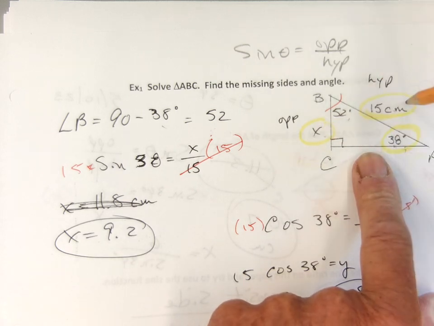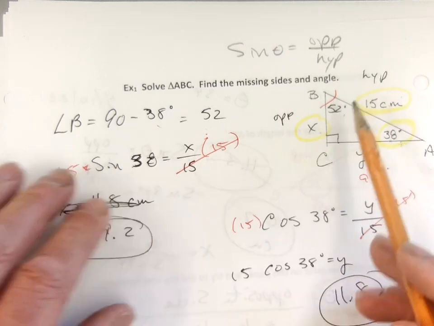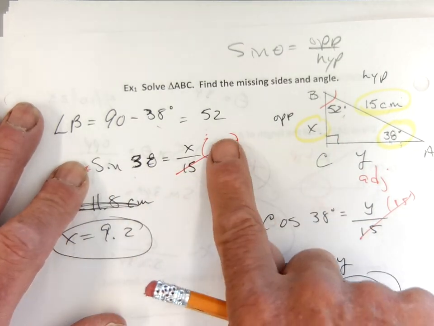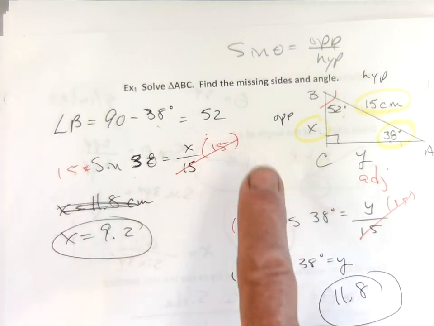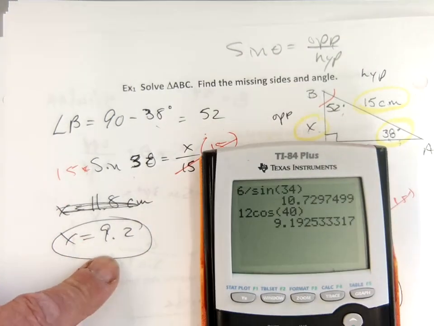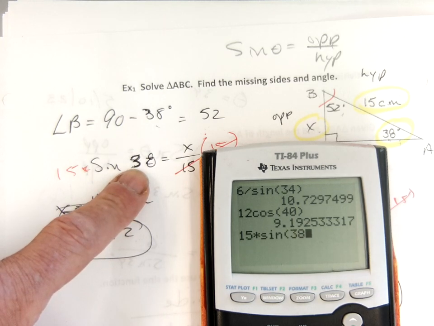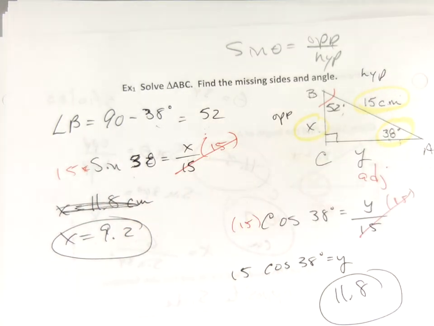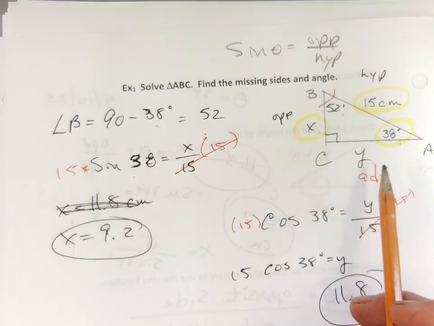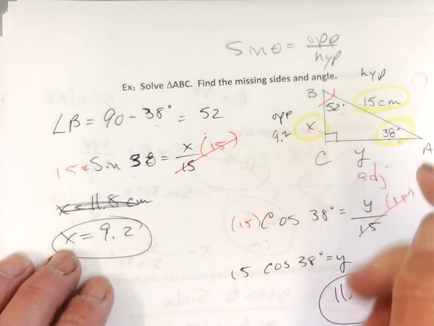Opposite hypotenuse is sine. So my opposite was x over my hypotenuse, which is 15. So I got sine of 38 is equal to my x over 15. I multiply by 15 to solve. I use my calculator, and I had 15 times the sine of 38, and I got an answer of about 9.2.